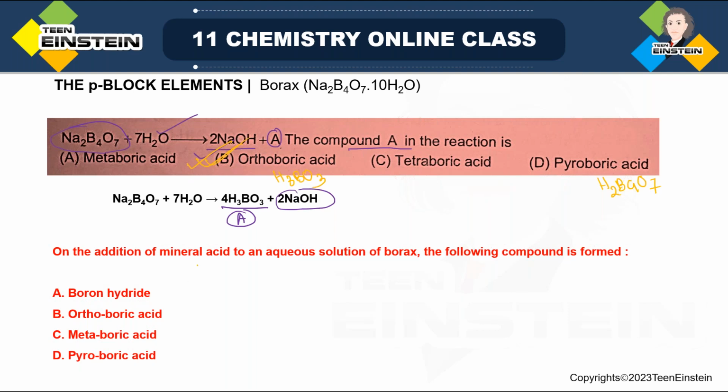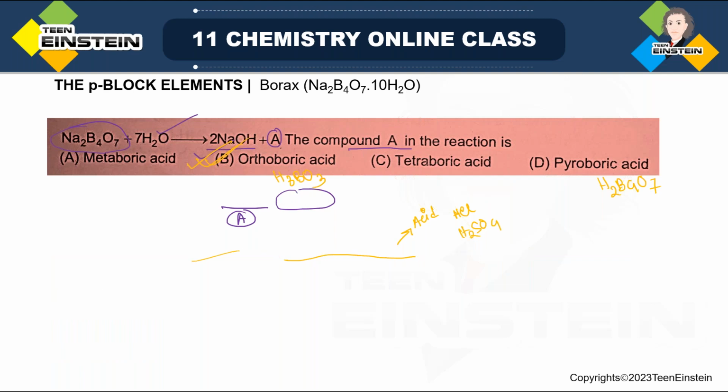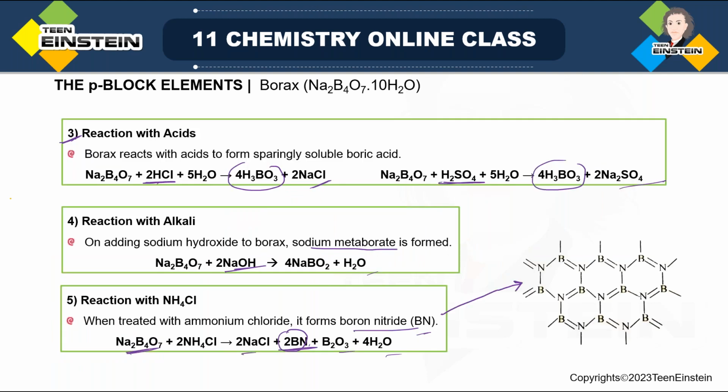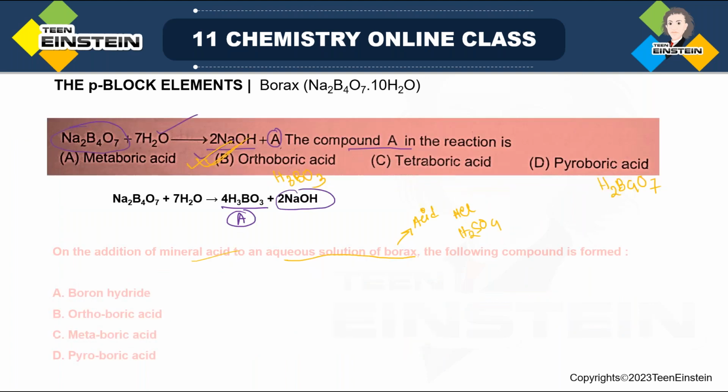On addition of mineral acid to an aqueous solution of borax, the following compound is formed. Remember how borax reacts with acid. Two examples we have seen: one is HCl, which is a mineral acid, and another one is H2SO4, that is also a mineral acid. When it is reacting with a mineral acid, we will just have a look at the previous slide. So this is the reaction. What we are getting, whether you have taken HCl or H2SO4, is the common compound H3BO3, that is orthoboric acid.